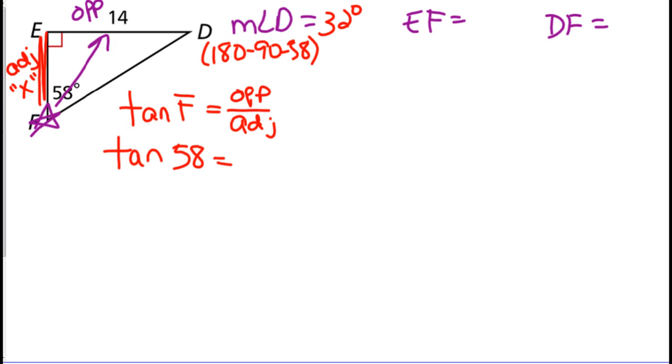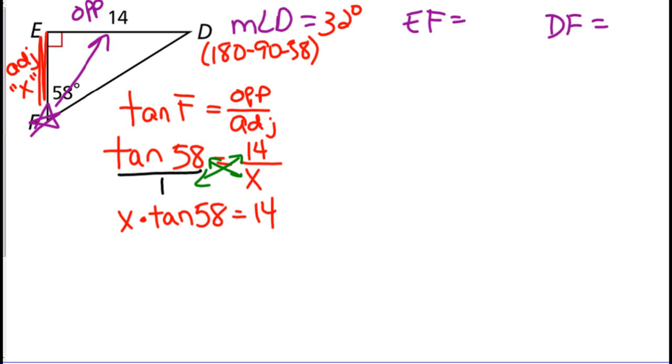It equals opposite. Well, the opposite side is 14. The adjacent side is the X. That's what I'm looking for. Okay. Now remember, we can put this over 1, treat these as a proportion, and cross multiply. So when I cross multiply, I'm going to get X times the tangent of 58 equals 14. Okay, and yesterday we tried to figure out tangent of 58 or the sine of whatever or cosine of whatever. We actually plugged those in and found out that they were just numbers.